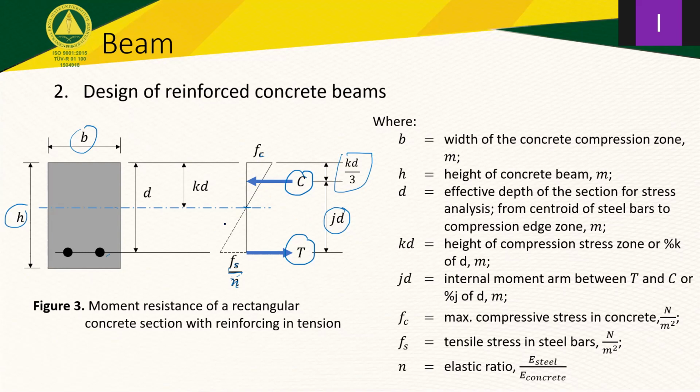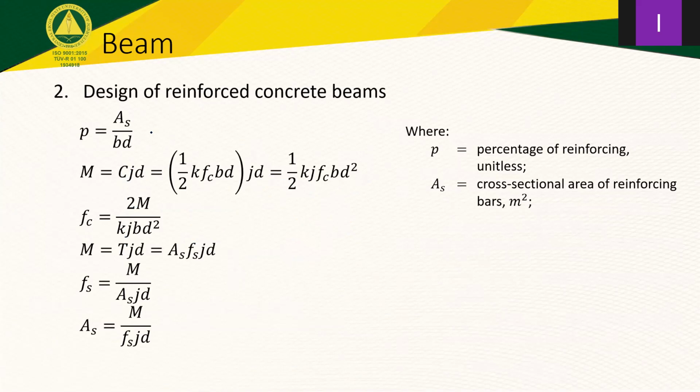Now, what are these dimensions important for? You want to solve for the allowable stresses, or the dimensions that we want, so that we can cover those stresses caused by the loads that are to be supported. For the design of concrete beams, we have the following formulae, and it involves, for example, the percentage of reinforcing, which is simply the cross-sectional area over bd. As is the cross-sectional area of the reinforcing steel bars, and we have M here.